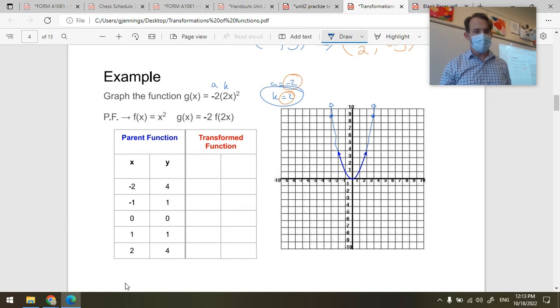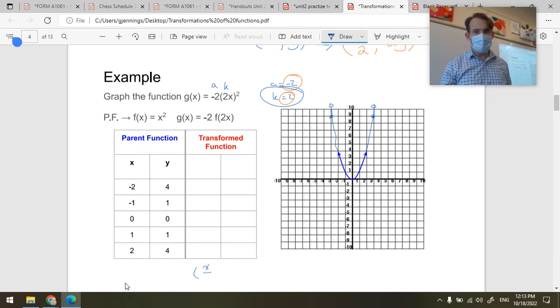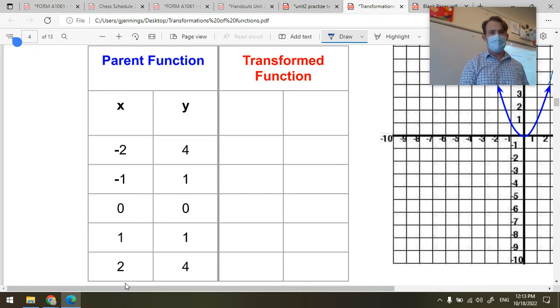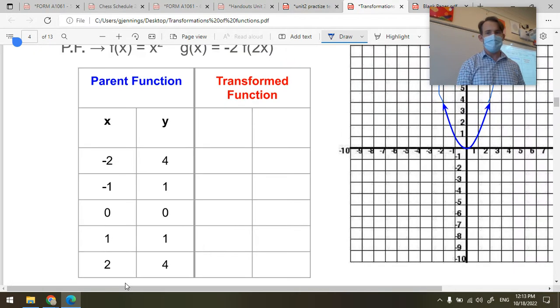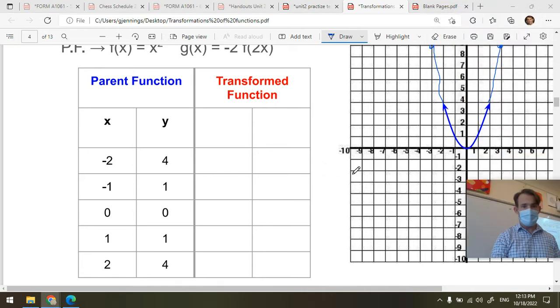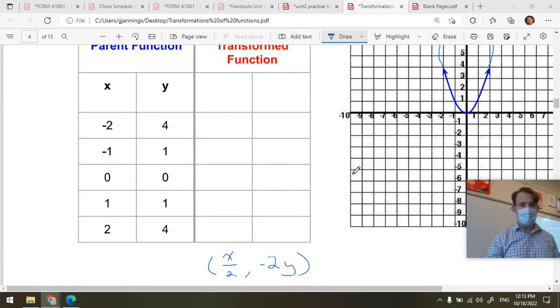So I'm going to copy out this transformation point down here. I know that I'm going to have x divided by 2 because k is 2, and negative 2 times y because a is negative 2. And I'm going to show you how to work point by point to transform this parabola and regraph it. Let's zoom in on our table of values. We have a handy, already prepared table of values for this quadratic. Let's move me out of the way so that we can see that transformation point.